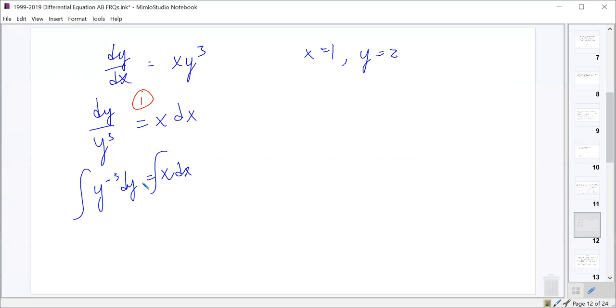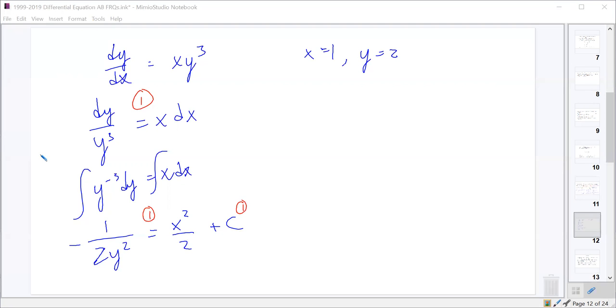And integrate both sides. The integral of y to the negative 3 goes up to y to the negative 2. You divide by negative 2, so that's negative 1 over 2 y to the negative 2, or negative 1 over 2y squared, equals x squared over 2, plus a constant. They gave you 1 point for the correct antiderivatives, 1 point for the plus c.